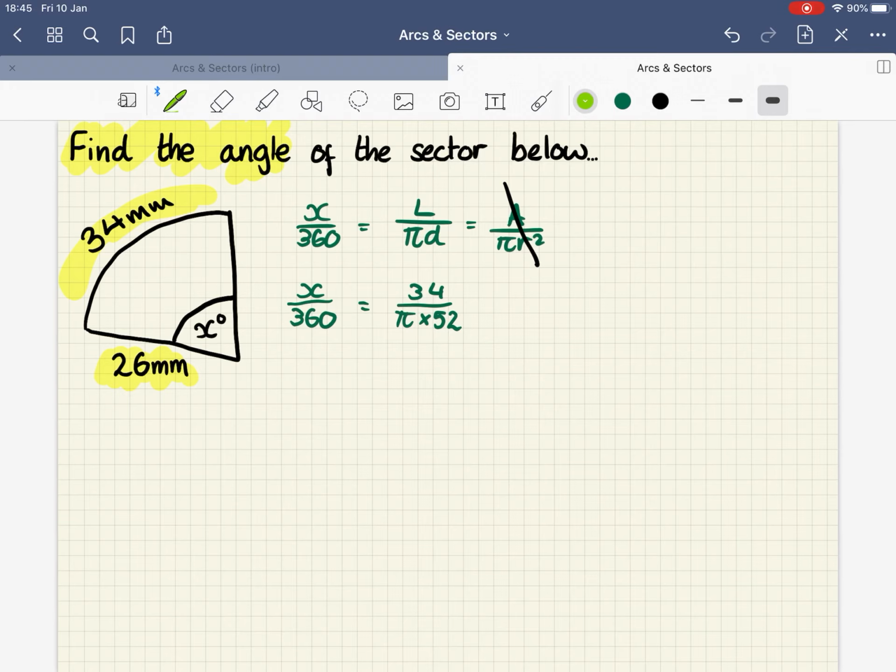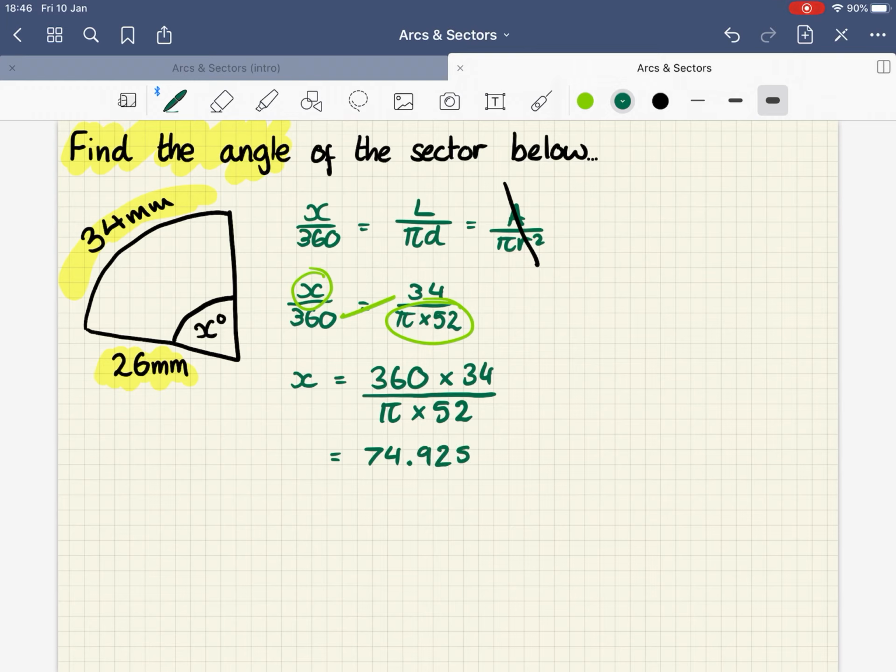So then rearranging, x is the thing I want. I multiply across the diagonal. And then I divide by everything that's on the bottom here. And when you stick that in the calculator, it should come out as 74.9255 and so forth, or 74.93 degrees.